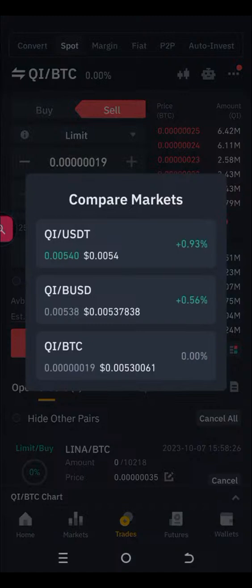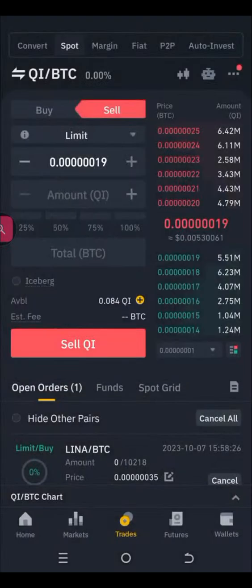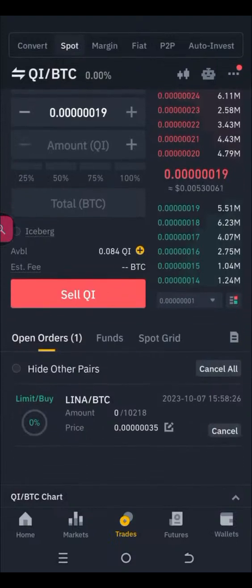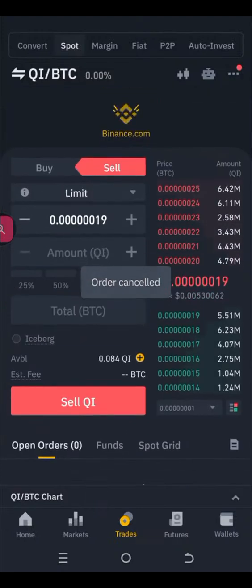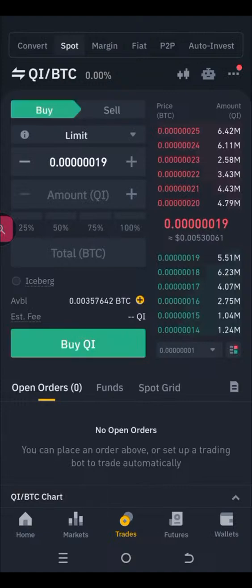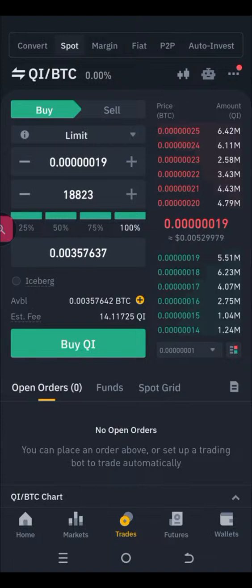This is QI BTC. So what will I have left? Let's just cancel it and see what it will give us. If it's not going to be favorable, we'll just go back to Lena BTC. So let me just cancel at this point. Okay, we'll do a quick simulation and see what we can get here. Let's buy and see how much we can get. So this is what we have, 357,637. So what we're going to get is this amount.